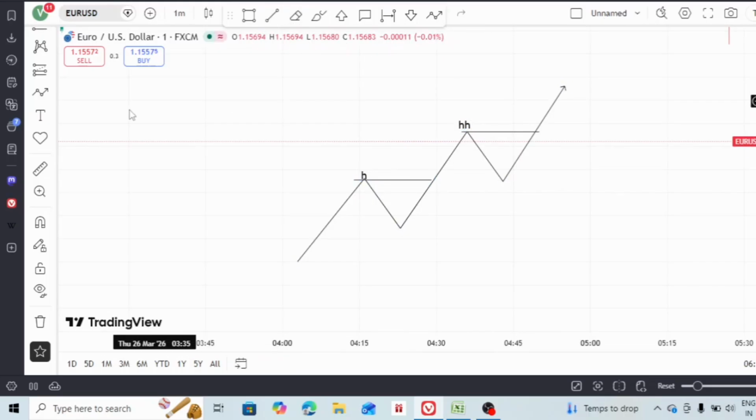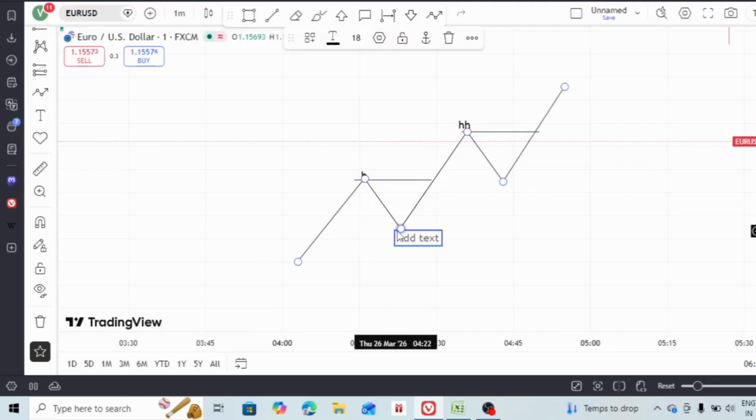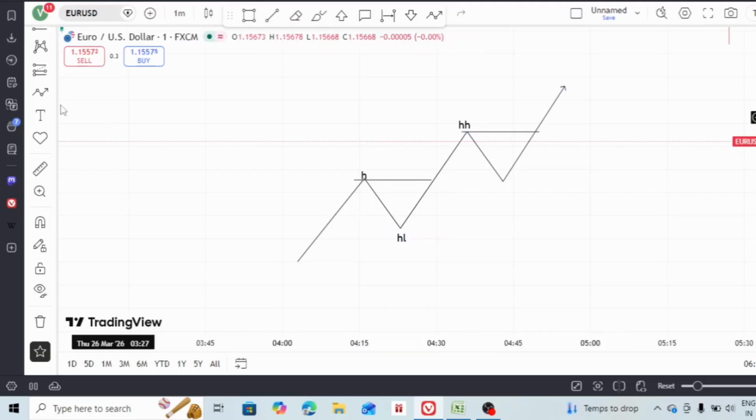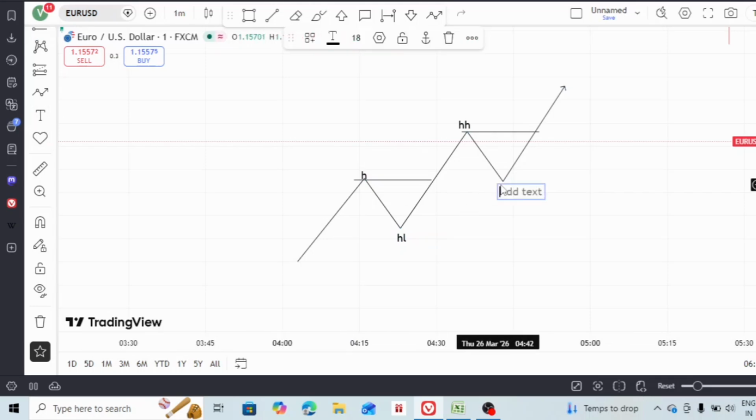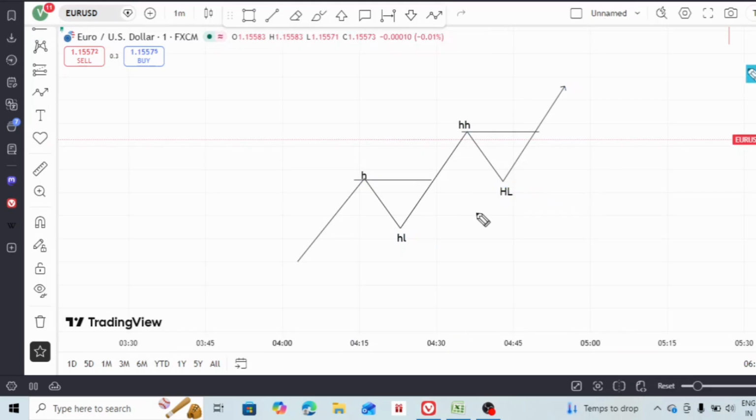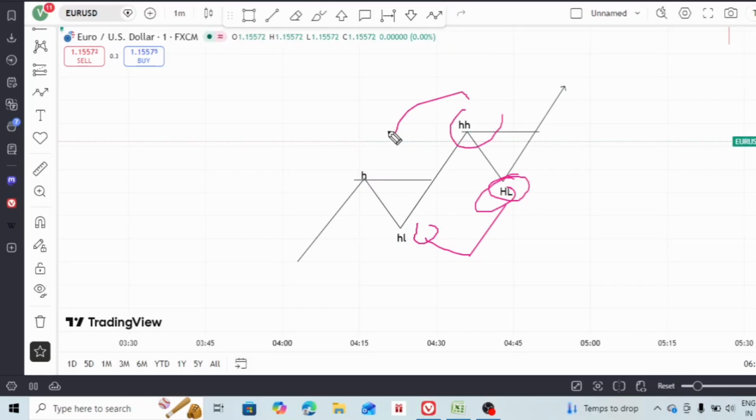Here, this is the higher low, meaning this will be our higher low. This higher low is higher than this one, so we call it the higher low. This high is higher than our previous high, which means that this is our higher high. So this is basically an uptrend.